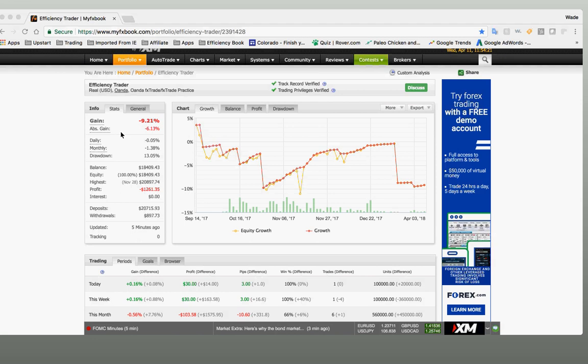So jumping in here, this is going to be one of my bigger accounts that I manage. So starting kind of just top to bottom, left to right, we'll go over everything here. Year-to-date gain, we're actually down on this account. It's negative 9%.